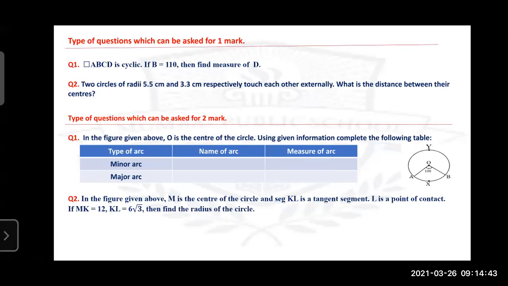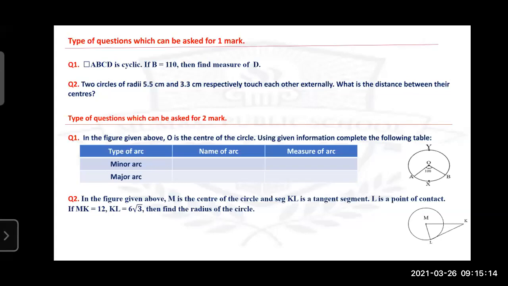In the figure given above, M is the center of the circle and KL is the tangent segment. L is the point of contact. Here the value of MK is given. See in the figure. Yes, M is the center of the circle, KL is the tangent, and L is the point of contact. Okay, L is the point where the tangent touches the circle. MK is given, and KL is given as 6√3. Then find the radius.